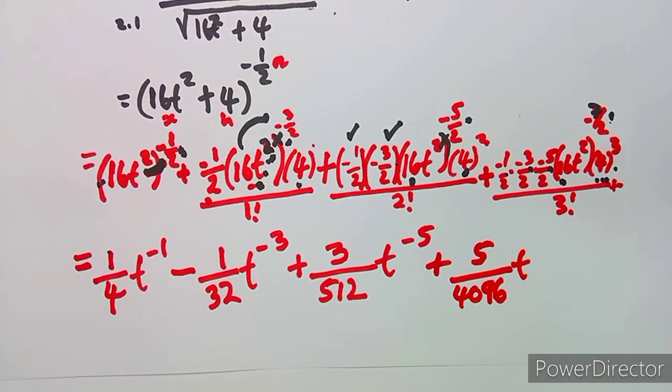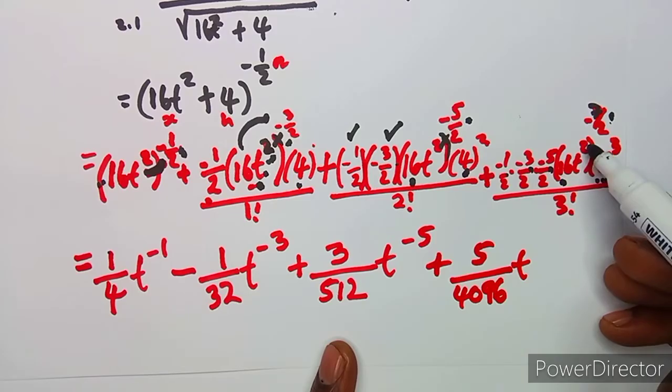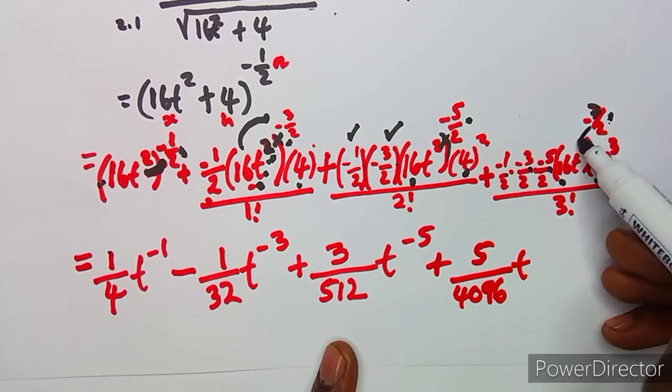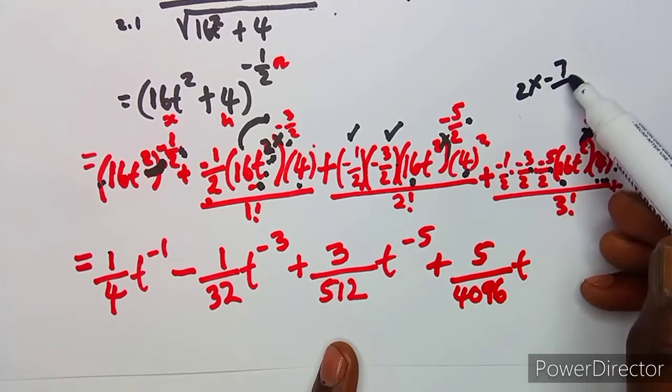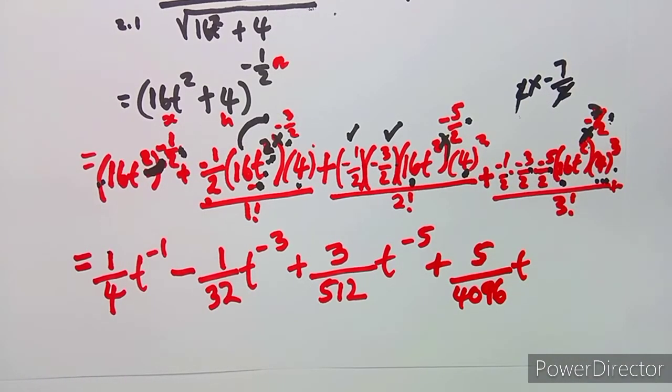All right, we move on to t. So this is t to the exponent of 2 and minus 7 over 2. You do remember what you do: multiply. So it's 2 times minus 7 over 2, which is going to give us minus 7, like that.